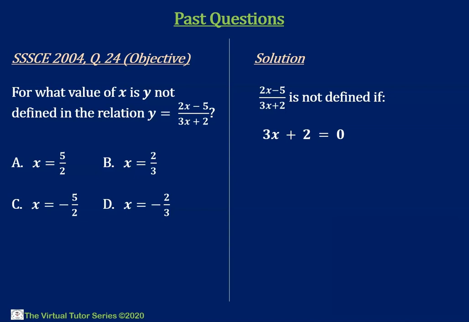Subtracting 2 from both sides of the equation, we have 3x is equal to negative 2. Now, let's solve for x by dividing both sides of the equation by 3. This produces x is equal to negative 2 over 3. Hence, the correct answer is option D.